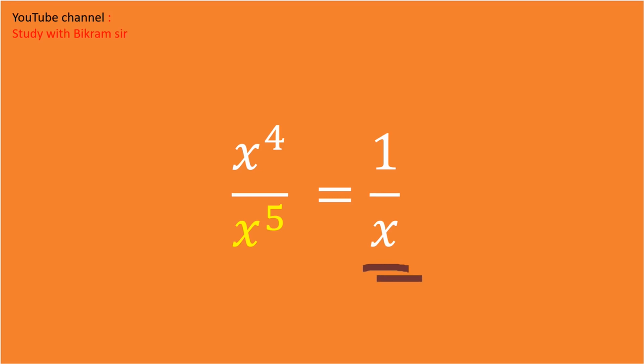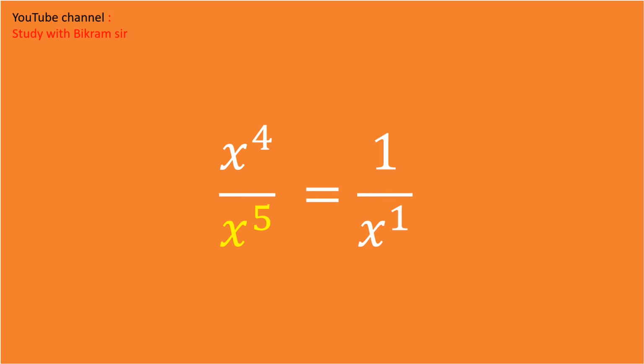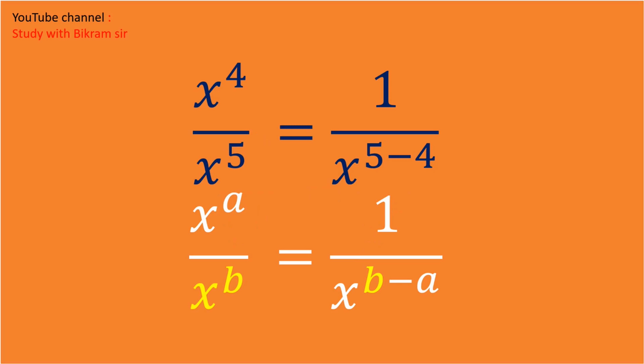Here there is only x, and we can't see a power on it, but as I said earlier, it has power 1. We need to understand this. So we can rewrite this equation like this: x to the power 4 divided by x to the power 5 is equal to 1 by x to the power 5 minus 4.